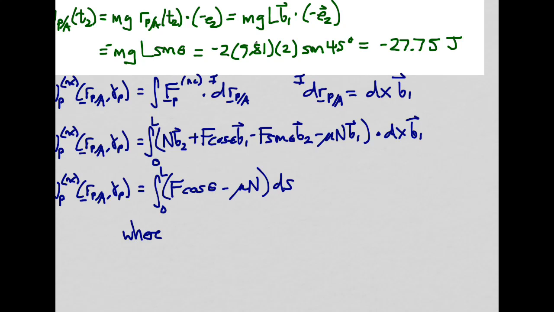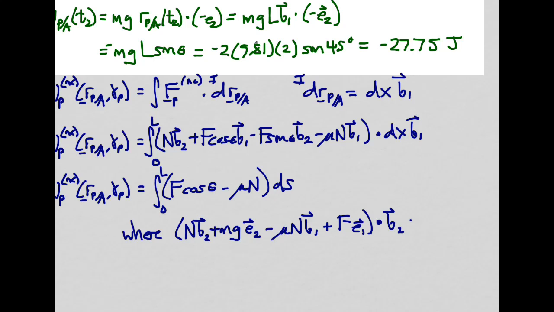And so to solve for n, our normal force, we're going to take the dot product in the B2 direction of all of our forces that are applied to the particle. So that's going to be n in the B2 direction plus mg in the E2 direction minus mu n in the B1 direction plus F in the E1 direction. Okay, so these are all of our forces on our particle, and we're going to take the dot product in the B2 direction of all the forces, and we're going to set that equal to 0.